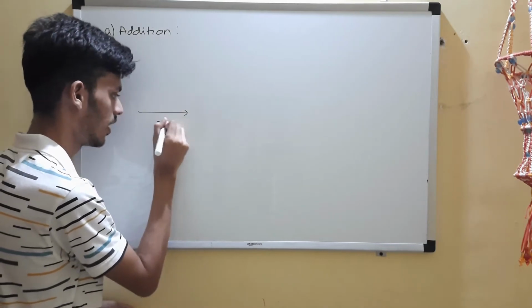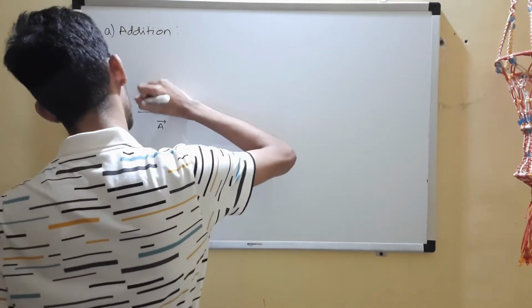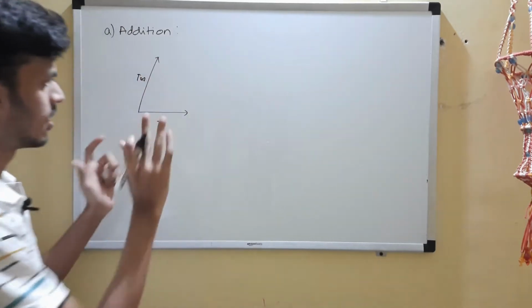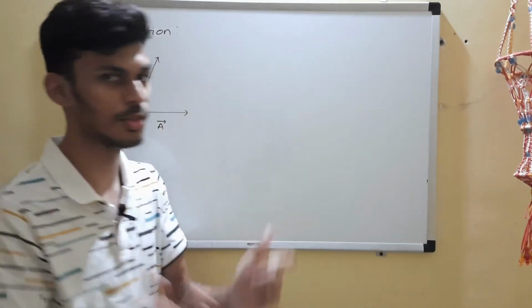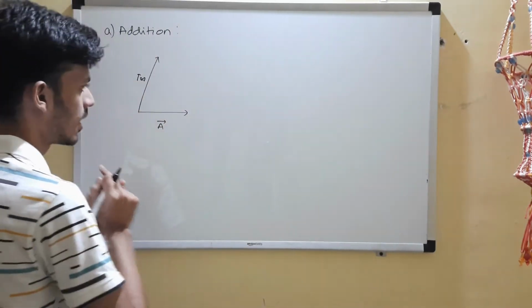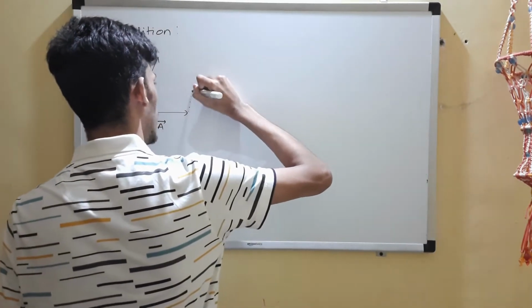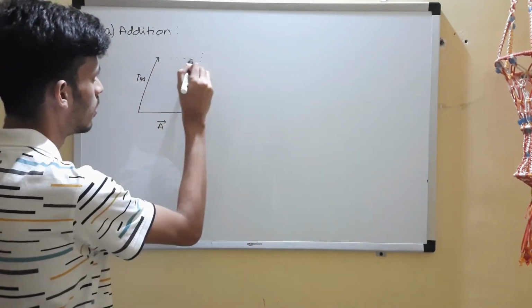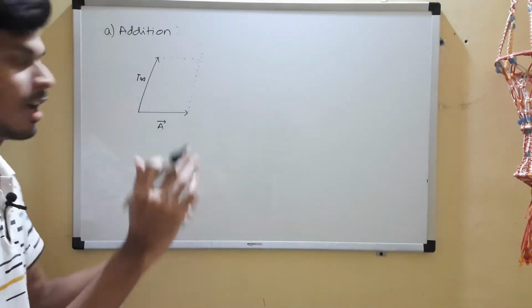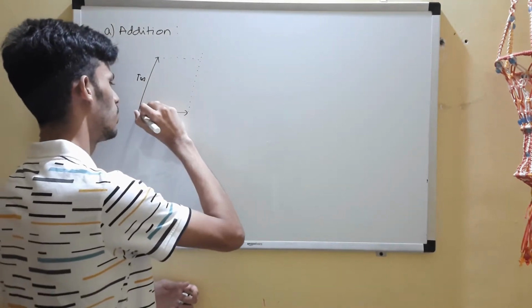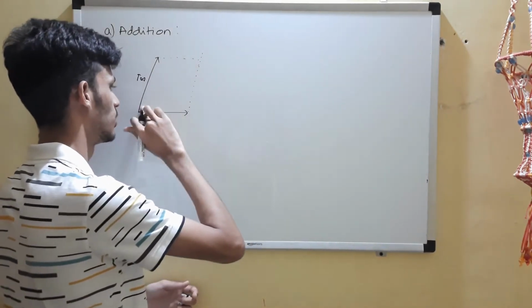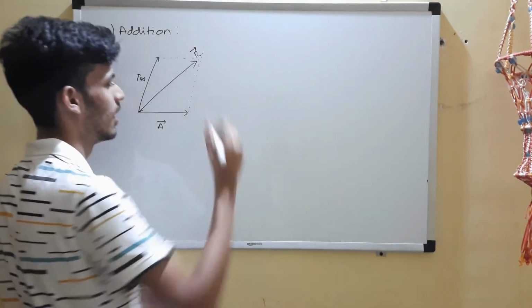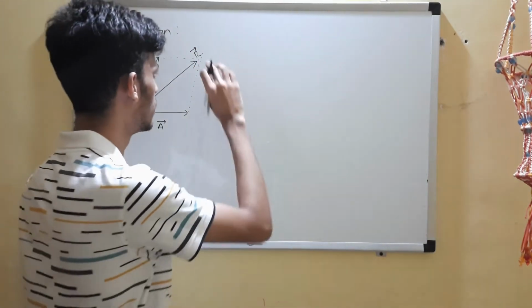Let's take a general case. Suppose this is vector A and we have vector B over here. This is the general case, two general vectors with their tails matching. By parallelogram law, I'm completing the parallelogram now, and I can draw the resultant. How to draw the resultant? From the common point along the diagonal. So this is the resultant. We know that from the previous class onwards.